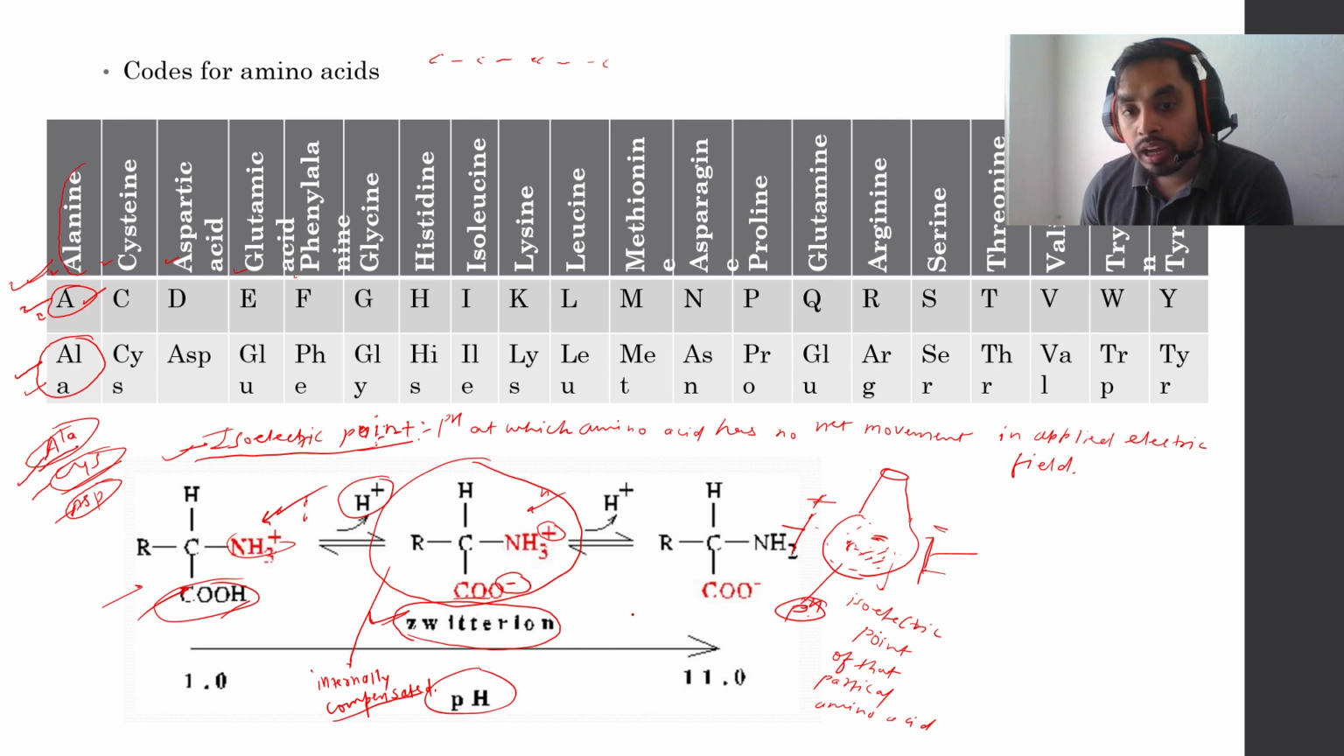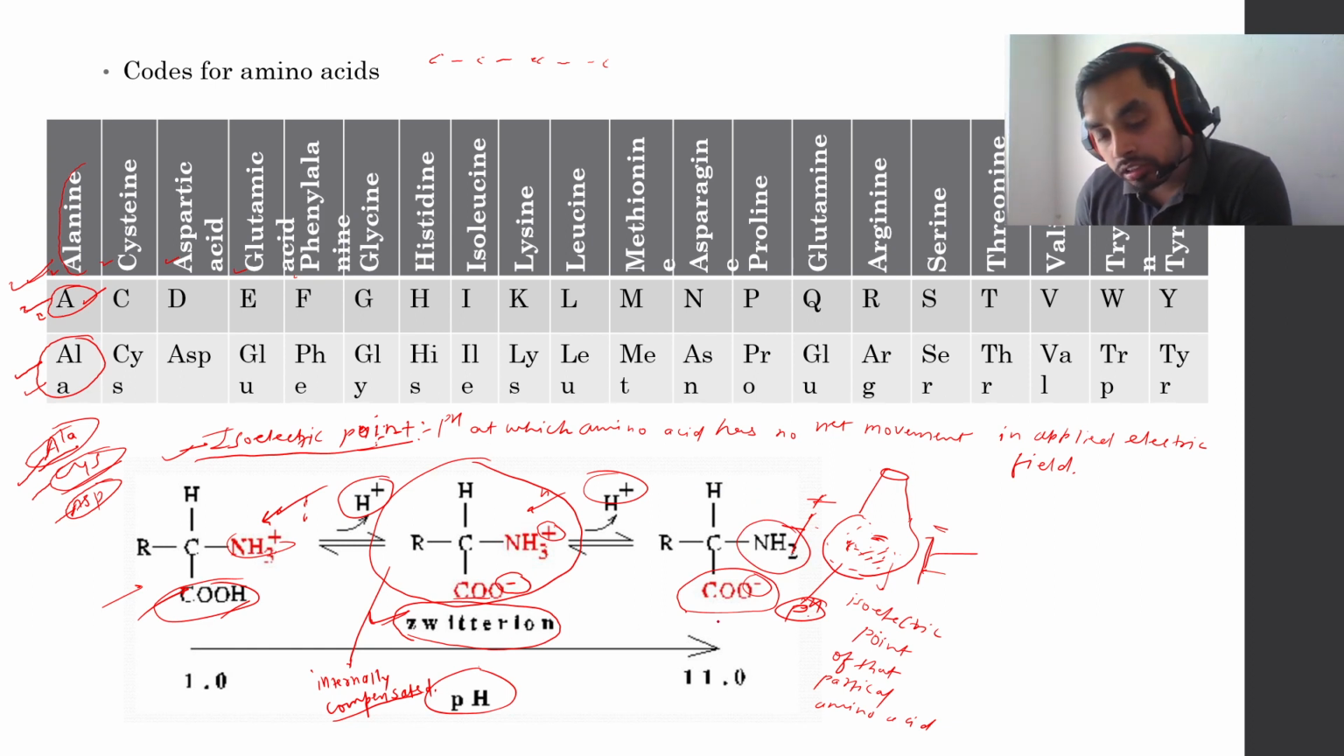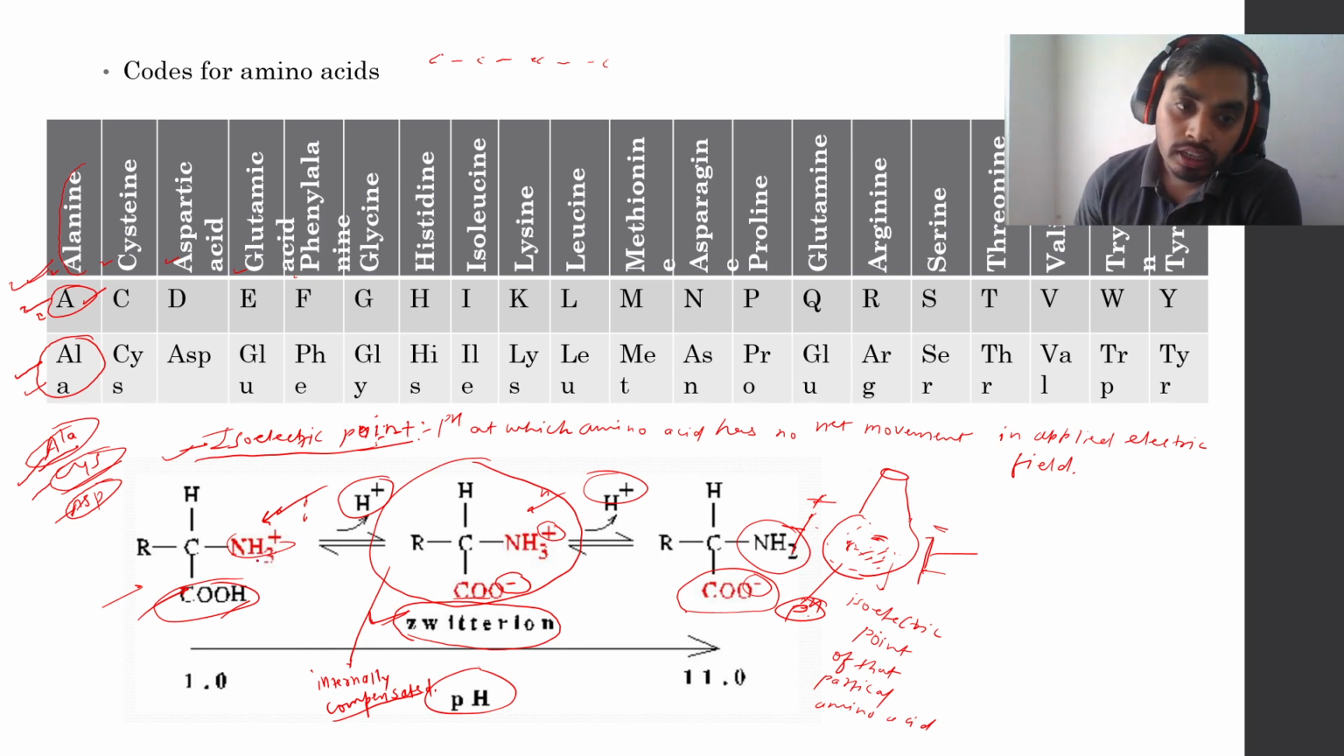Similarly, if we have a higher pH than the isoelectric pH, there are fewer protons in the solution. So the carboxyl group will dissociate and release protons, and it will become negatively charged. But the amino group won't accept any proton, because protons are less in the solution. So at a pH higher than the isoelectric point, the amino acid has a net negative charge, and at a pH lower than the isoelectric point, the amino acid has a net positive charge.